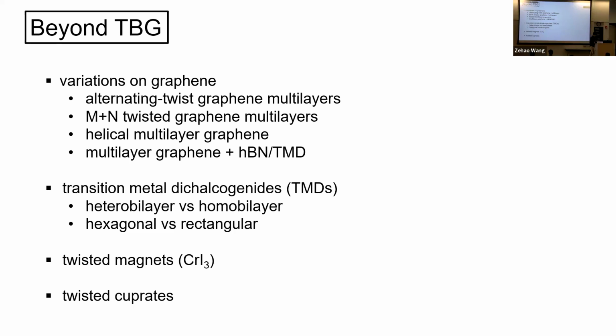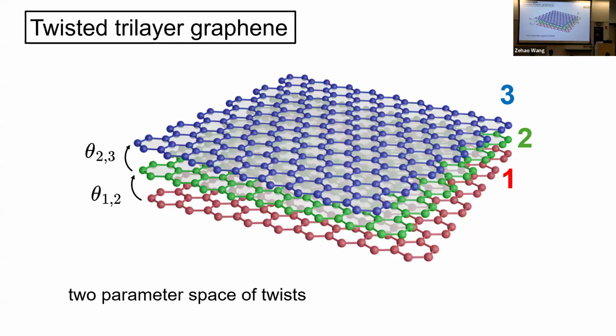So I think the simplest extension is just to consider twisted trilayer graphene, like three layers of graphene, right? So now we have three layers: 1, 2, and 3. And now we realize that we have two twist angles which are independently tuned, right? Theta 1,2 and theta 2,3. So suddenly our world seems a lot more complicated. But let's just think about some simple cases, right?